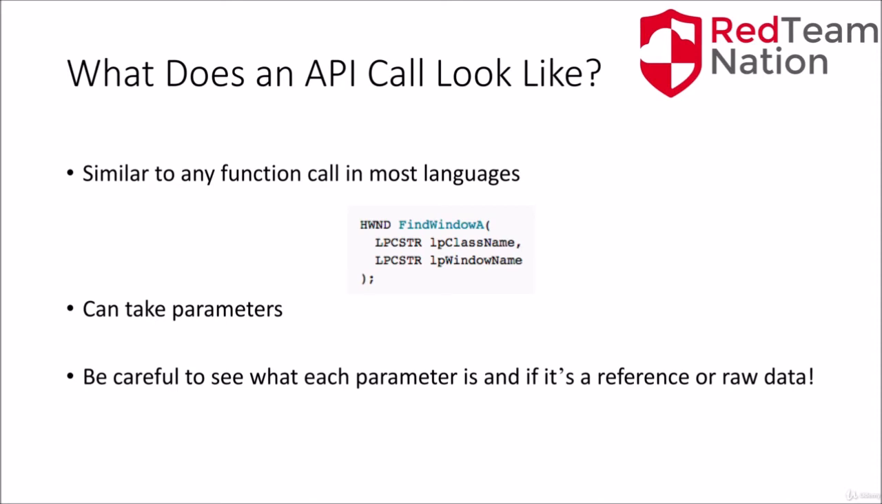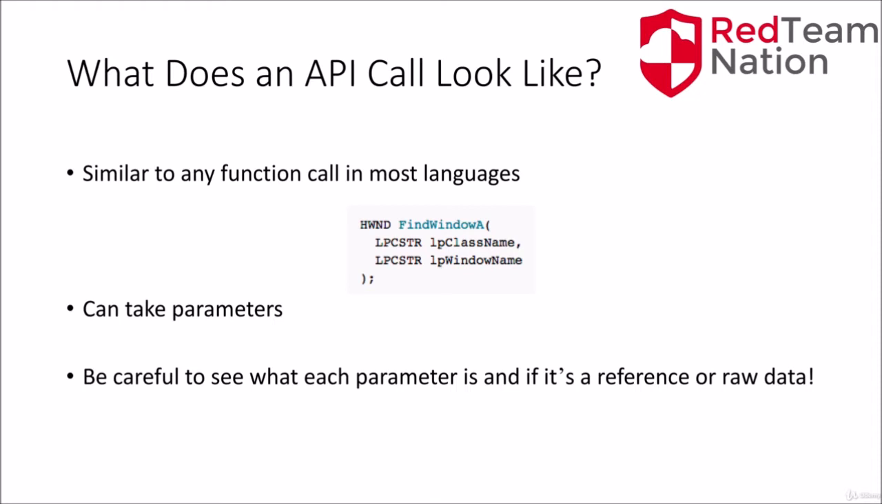So what does an API call look like for Windows? It's similar to any other function that you would find in most languages. You can see here, the first section is a return. In this case, it returns a handle. And the name of the call is FindWindowA. We'll go over why the A is there in the first place. What this does is it finds a window and returns a handle, or a memory-based object, to the process based on a window name.